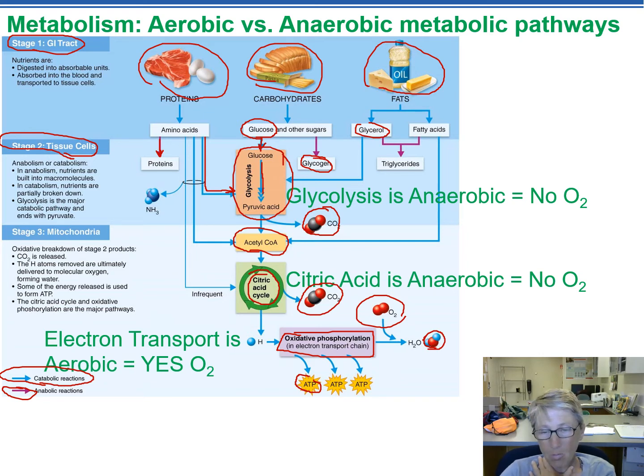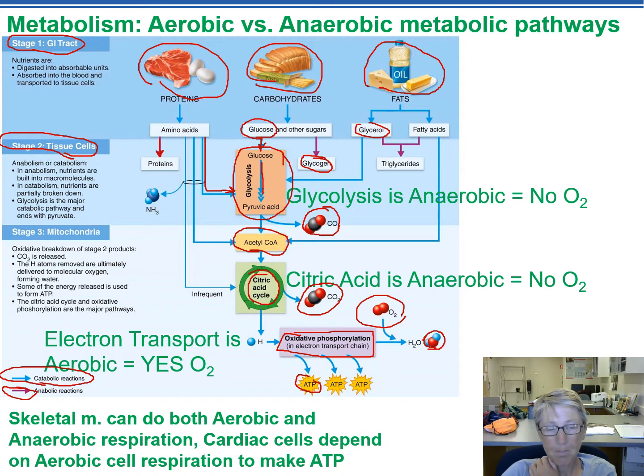But you can see the oxygen molecule coming into the electron transport chain, so the electron transport process is aerobic because it does use oxygen. So if you're a skeletal muscle, you can do both aerobic and anaerobic respiration, or aerobic and anaerobic metabolism. But if you're a cardiac muscle cell, you depend on aerobic cell respiration to make ATP. You don't use anaerobic cell respiration to make ATP.